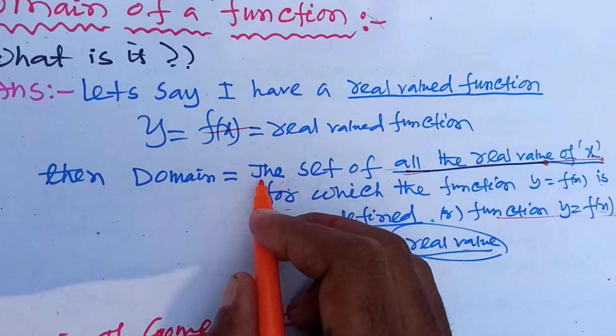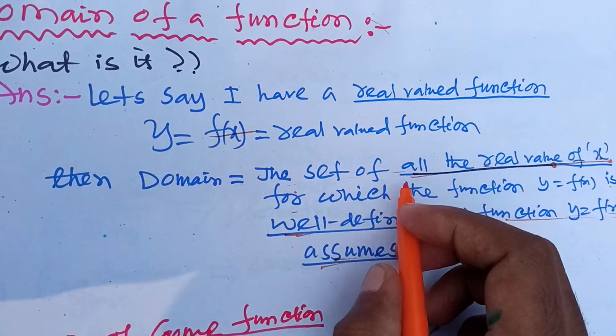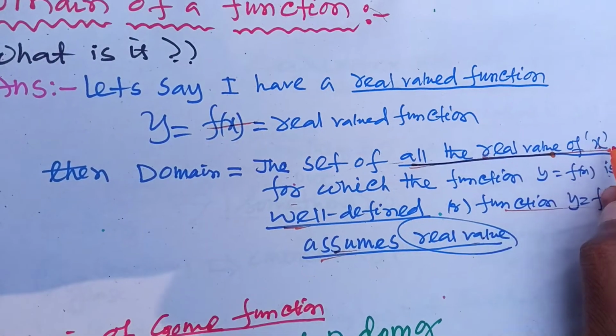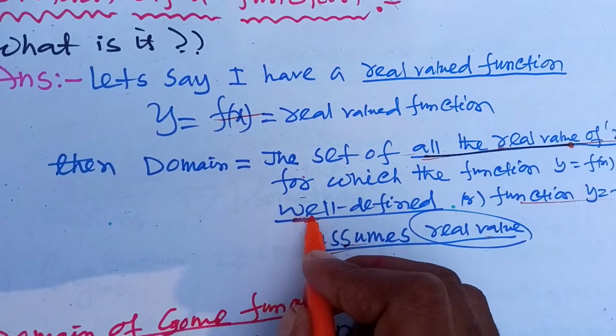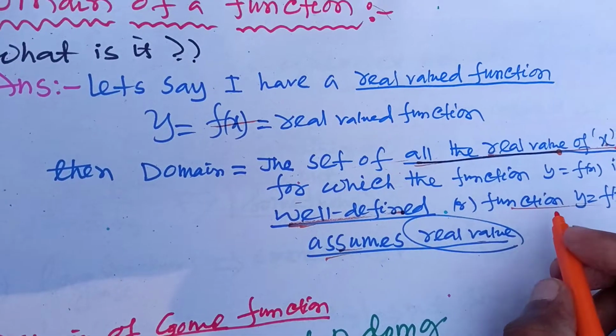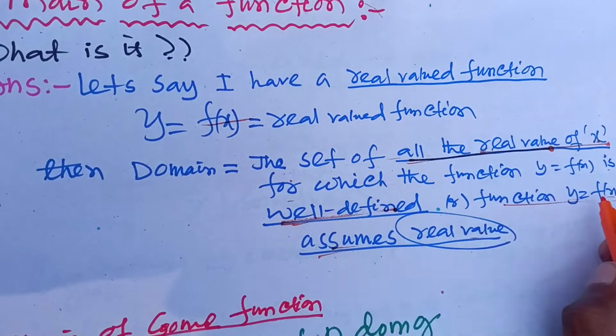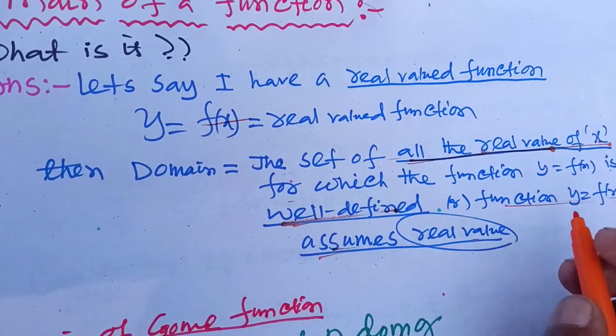So it is nothing but the collection, or the set, of all the real values of x for which the function y is equal to f of x is well defined, or in other words, the function y is equal to f of x assumes the real value.